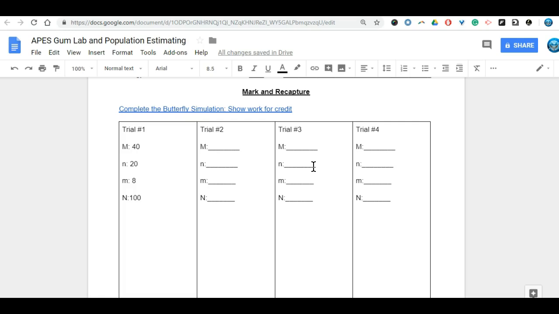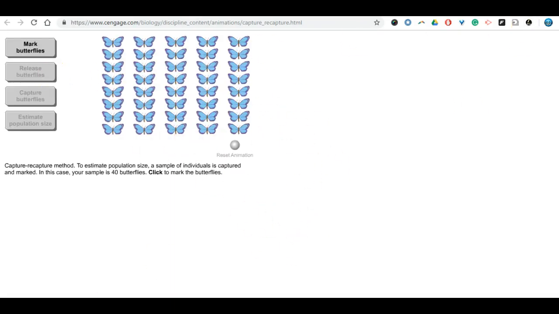Down over here, mark and recapture. Click on this simulation, and it's going to take you here. You might need to accept Adobe Flash.